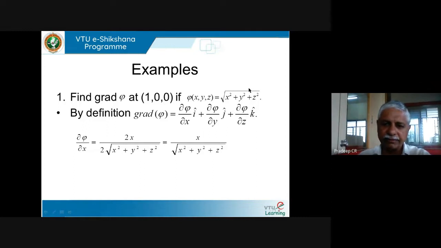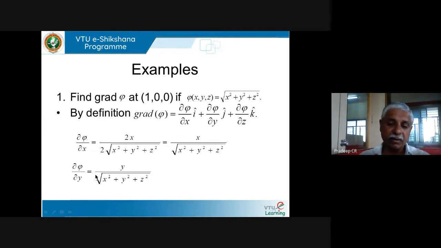Del phi by del x means you differentiate this partially with respect to x. That means this will be 1 by 2 root of x square plus y square plus z square, and differentiate the inside with respect to x, I'll get 2x. You see, y and z are to be treated as constant, so the variable is only x. That's what del phi by del x means. I hope you have learned this kind of partial derivative before. Basically, treat y and z as constant and differentiate with respect to x. Then you get 1 by 2 root of x square plus y square plus z square into the derivative of whatever is under the root with respect to x, which is 2x. The 2s get cancelled, and I get x by root of x square plus y square plus z square. That is del phi by del x.